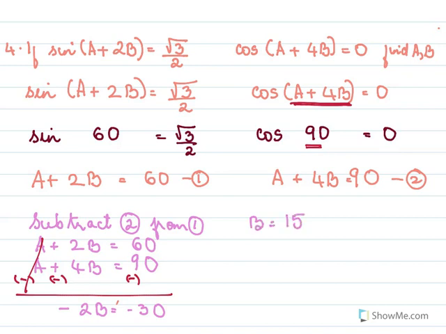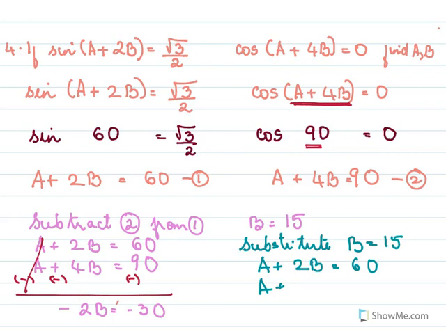Now let's find out what is a. So we'll substitute b equal to 15 in any one equation. Maybe we'll do it in equation 1. So we have a plus 2b equal to 60. A plus 2, we know our b we have found out is 15. So I'll put 15 here for b, and this is my 2 equal to 60. So a plus 30 equal to 60. So a will be 30.